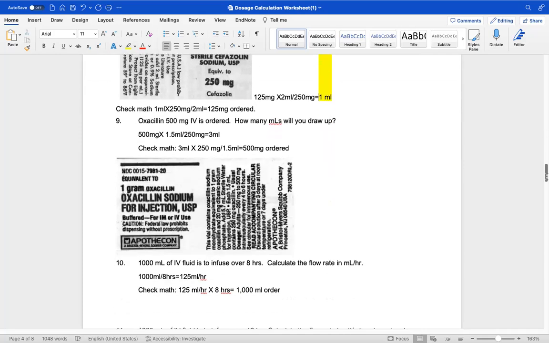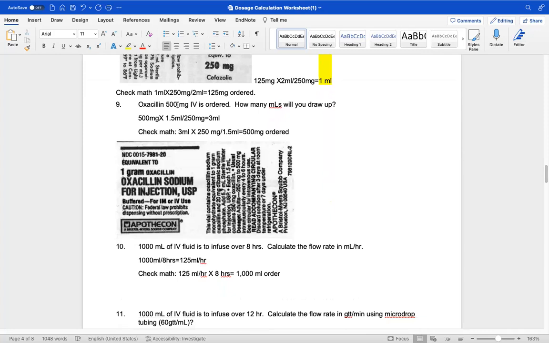On number 9, oxacillin, 500 milligrams IV is ordered. How many mLs will we draw up?